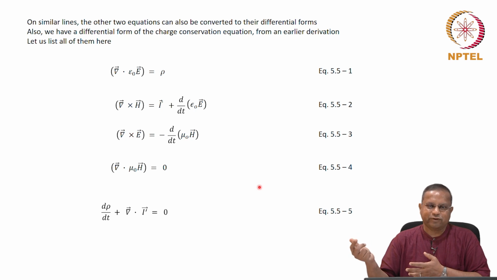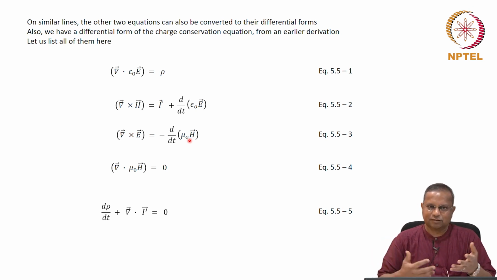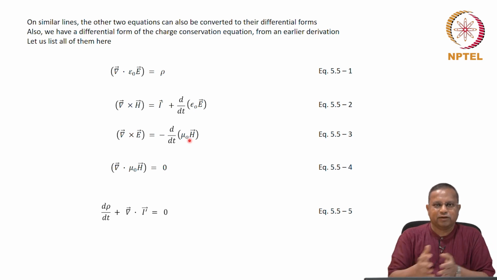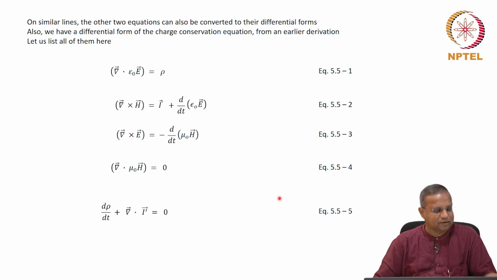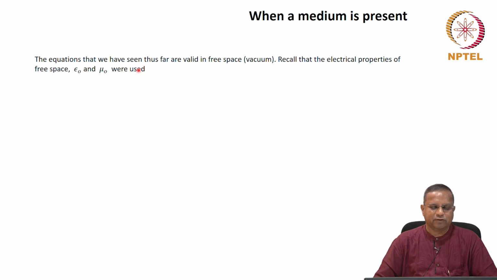You recall permittivity of free space, permeability of free space, epsilon naught, mu naught, because these equations have been developed in free space, and that is what the initial applications in electrical engineering are all about. Whereas we need something more relevant to biological systems. Therefore, let's start looking at that next. In most biological systems, a medium is present, a medium in which cells grow, and so on and so forth. So the equations that we have seen so far are valid for free space or vacuum. So recall that the electrical properties of free space, epsilon naught and mu naught, were used earlier, as I just mentioned.